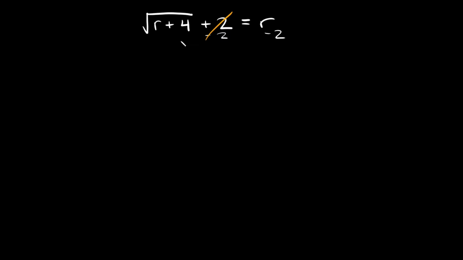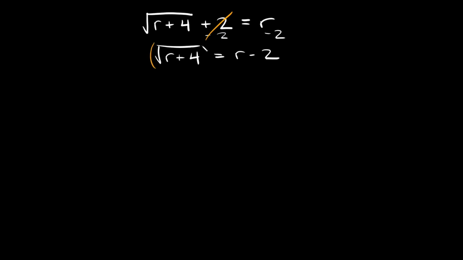So then here, these 2's cancel out. So then on this side, we're just left with the square root of r plus 4. And that's going to be equal to this side right here, r minus 2, right? r minus 2. Okay, so now that we just have this radical by itself, now we can square it.